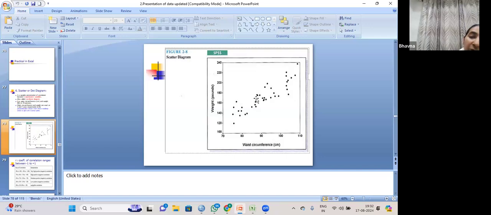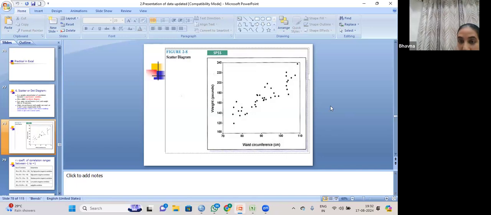Now, when you keep drawing these scatter points, you just look at the pattern. See the pattern? Roughly you can draw a straight line to see that as the waist circumference is increasing, the weight is also increasing. So this is called a positive correlation. The pattern of the graph that you draw in a scatter diagram or a dot diagram tells you about the strength of your correlation.